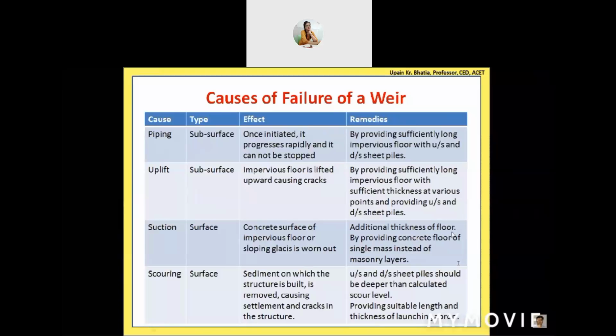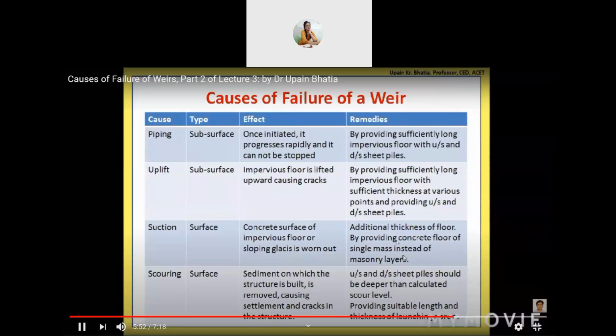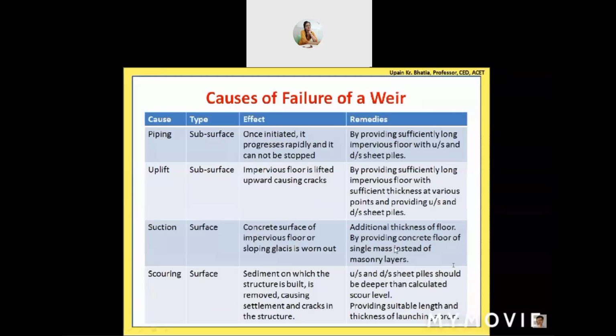Additional thickness of the floor is provided. Whatever the design thickness is, you have to provide more thickness than that so that some wearing out of the surface can be accommodated. Safety can also be provided by a concrete floor of single mass instead of masonry layers. If the floor is provided in the form of masonry layers, the different layers have different strength. Their strength will not be uniform throughout, so different layers can be removed easily. Suction will be more effective and the floor will be damaged very soon. So instead of providing masonry layers, we can provide a single concrete floor as a single mass. These are the remedies for preventing failure due to suction.